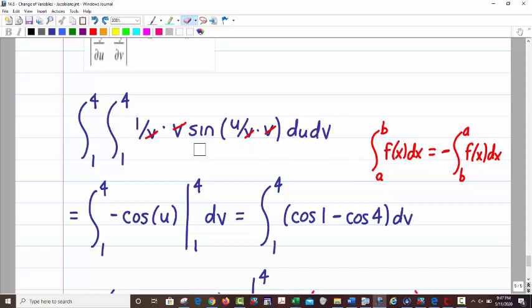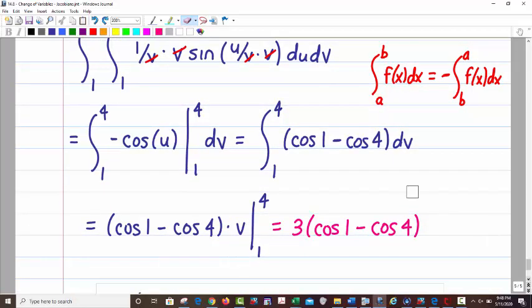So the antiderivative of sine is negative cosine of u, du dv, or just dv. Put in the 4, put in the 1. Now I'm writing here that I used a property of definite integrals that if you flip the limits of integration, you create a negative. And since I had this negative here, I effectively got rid of that negative. So I moved the 1 and the 4 around, got rid of the negative. So I have cosine of 1 minus cosine of 4. Those are just in radians. Just leave it like that. Don't do anything to it.